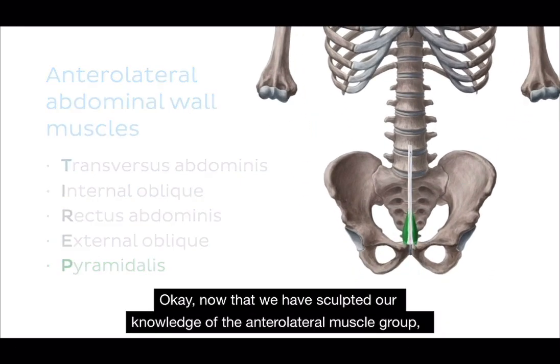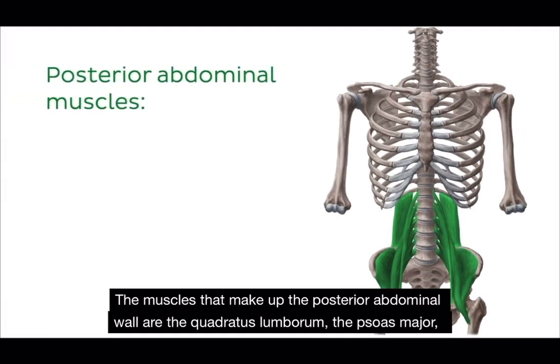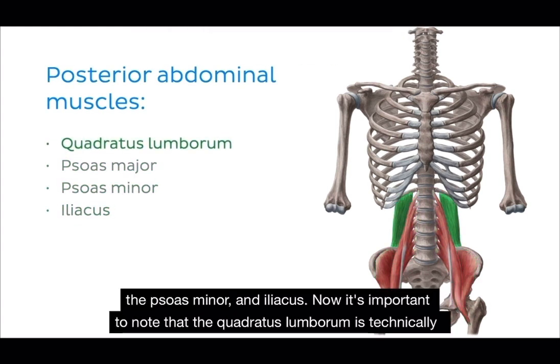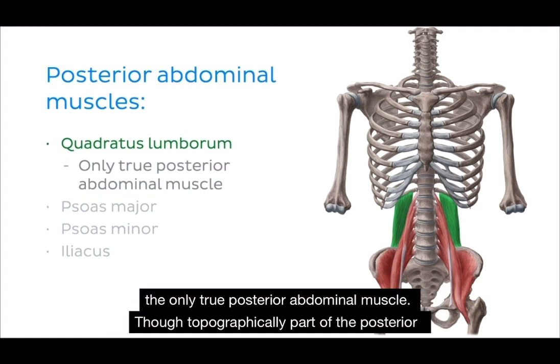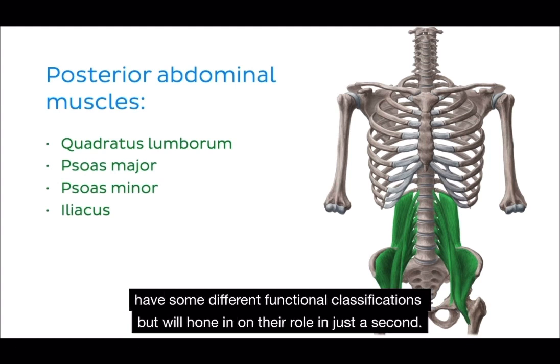Okay, now that we have sculpted our knowledge of the anterolateral muscle group, it's time to look at the muscles of the posterior abdominal wall. The muscles that make up the posterior abdominal wall are the quadratus lumborum, the psoas major, the psoas minor, and iliacus. Now, it's important to note that the quadratus lumborum is technically the only true posterior abdominal muscle. Though topographically part of the posterior abdominal wall, the psoas and iliacus muscles actually extend into the lower limb and thus have some different functional classifications, but we'll hone in on their role in just a second.